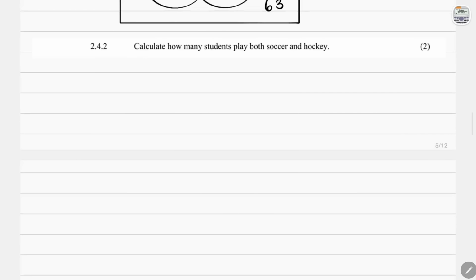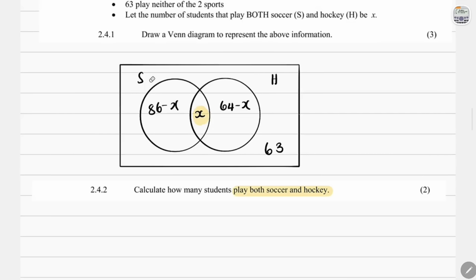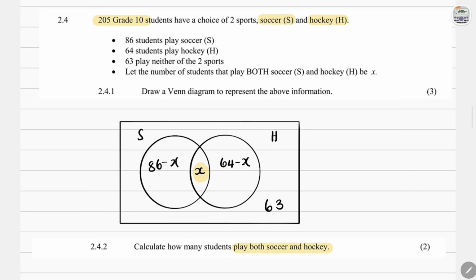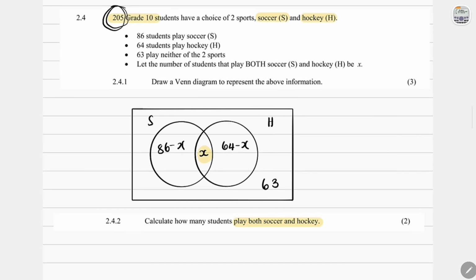Then the next question says, how many students play both soccer and hockey? So that is X, okay? The ones who play soccer and hockey. They want us to solve for X. We can solve for X here because we have information about the total number of students there are. There are 205 students. So it means that if you add everybody in this Venn diagram, okay, the total sample space will be 205. And that's what we're going to do.